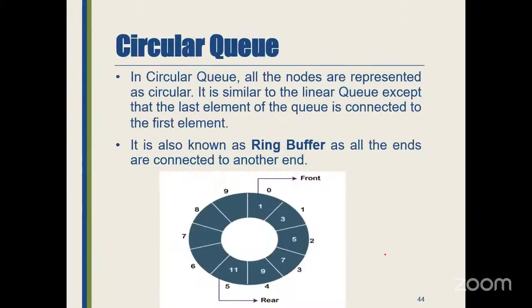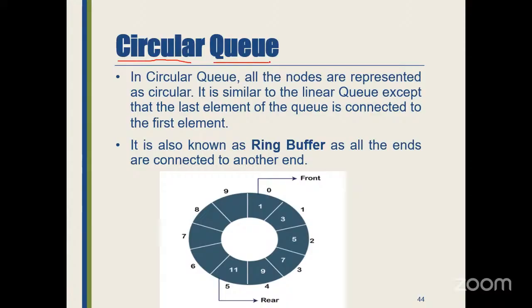Next, circular queue. Just now we covered the drawback with the queue. Even though the memory space is available, we cannot insert the elements because rear already reaches its maximum position, the last position. Now, to overcome that problem, we have another type of queue called circular queue.